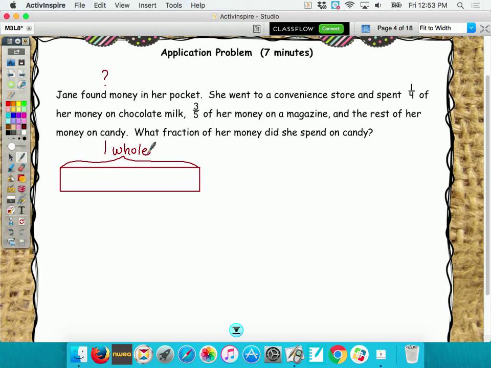Okay. So now, let's see. She bought chocolate milk, she bought a magazine, and she bought candy. So how many spaces in my tape diagram? 3. What fraction of her money did she spend on chocolate milk? 1/4. So that goes underneath. What fraction on magazines? 3/5. And the rest on candy, and we don't know how much that was, do we? So the question mark is there.